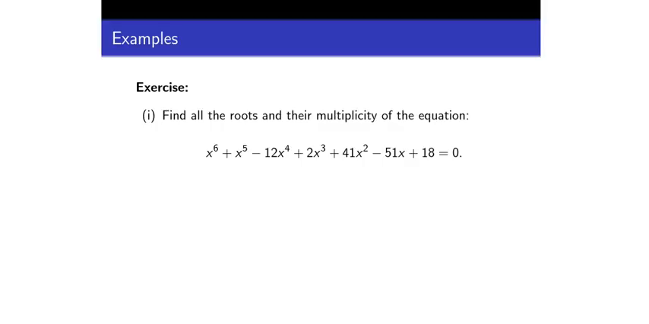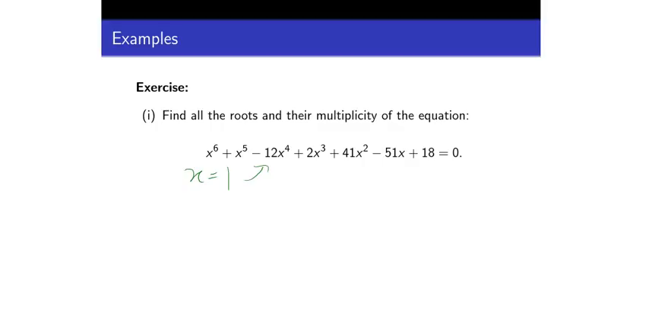So this equation, if you carefully see here, x equals 1 is a root of this equation. If you replace x by 1, so 1 plus 1 minus 12 plus 2 plus 41 minus 51 plus 18, you see x equals 1 will satisfy. But how many times? You can use synthetic division to see what the remainder will be and so on.